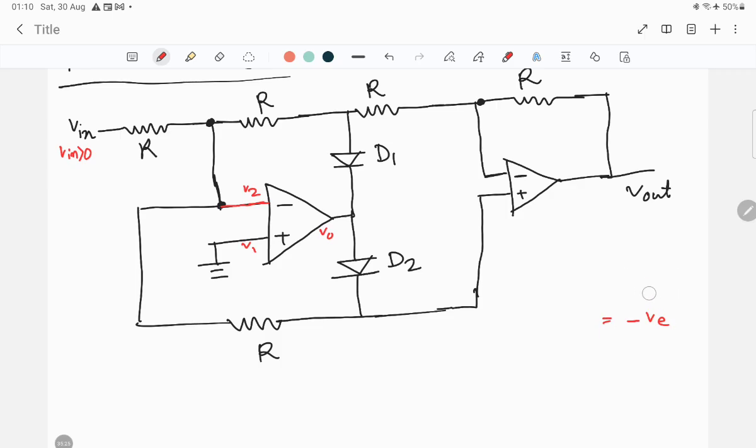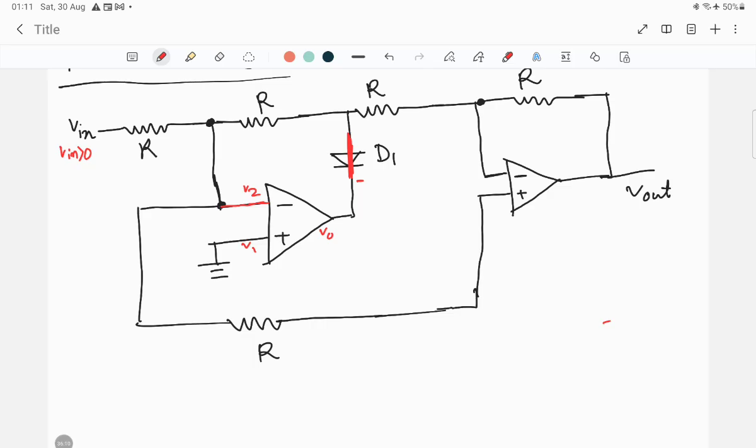If the output of this op-amp is very high negative, then you are providing negative voltage over here and negative voltage over here. As a result, this diode D1 will be in the conducting mode, and this D2 diode will be in the reverse biased condition. So this will be the circuit configuration. This type of circuit configuration will occur in the first half cycle.